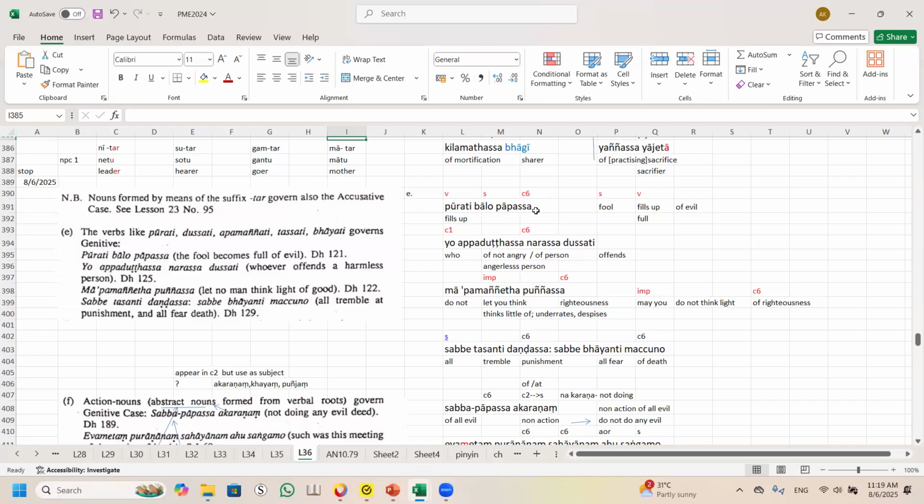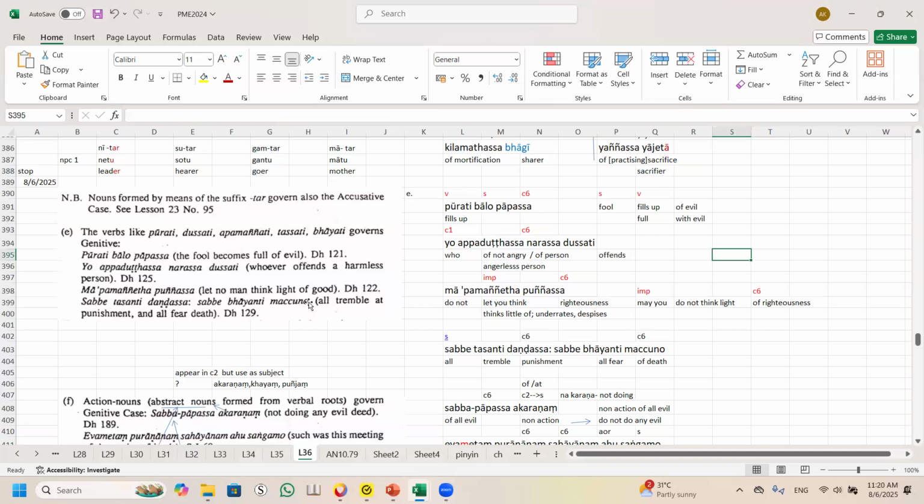So in this case, your subject is a fool. Purati is a verb: fill up, fill up of evil. In English, normally we don't say fill up of evil. If you change the preposition and you change the verb form, then this of may not be applied here. If you ask me, fill up, I would rather use the preposition with, fill up with evil, rather than of evil.